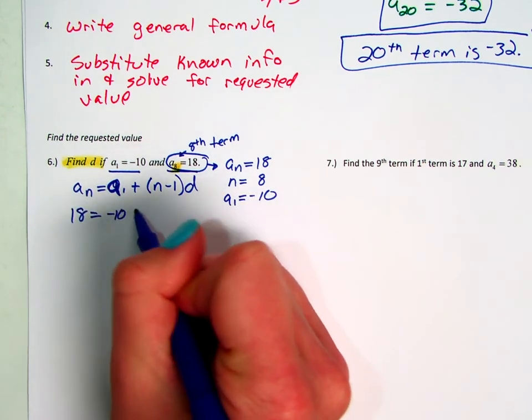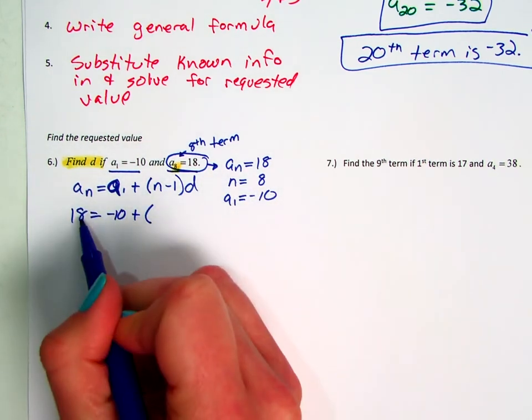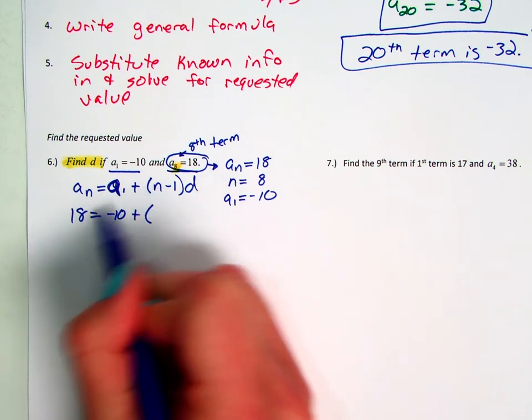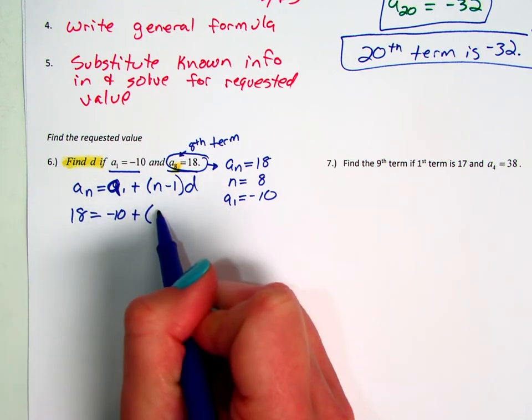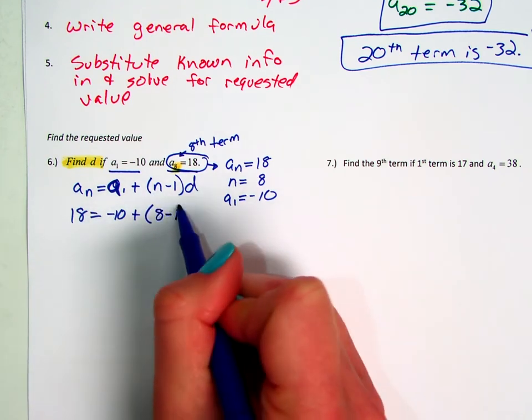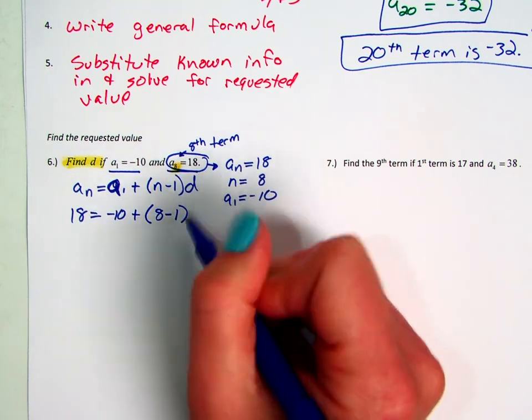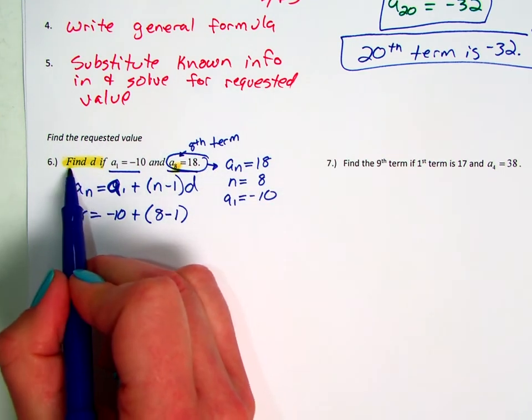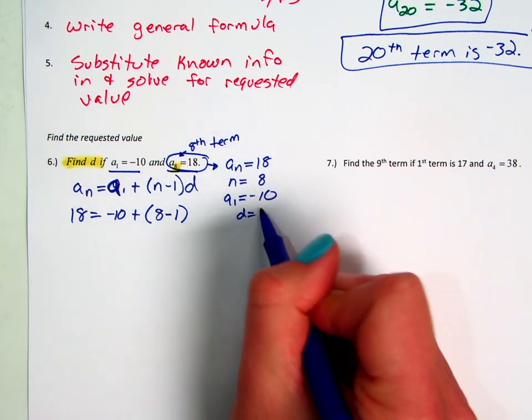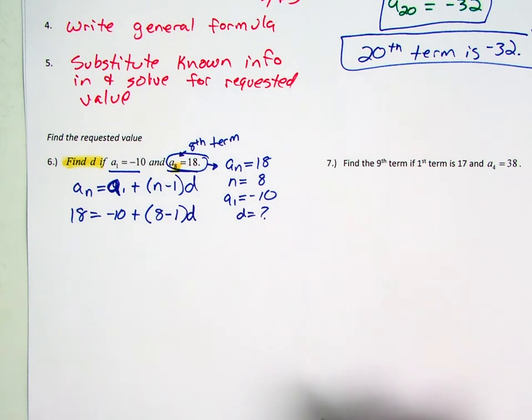A sub 1 is negative 10 plus n. Well, 18 and n are supposed to link together, so 18 was the 8th term, so n is 8, minus 1, and we don't know the d. In fact, we know that we don't know the d because it said it was our question mark. So we can substitute that in.